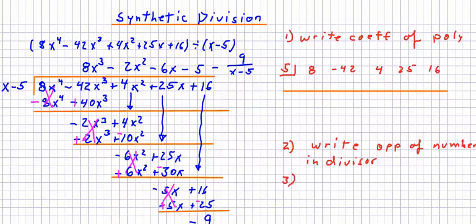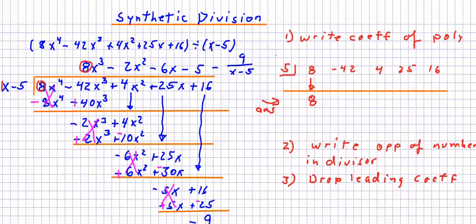Then we drop the leading coefficient. So we drop the 8 down, and we write an 8 there. This is going to be the answer. Notice that our leading coefficient here is the same as the leading coefficient in our answers. Synthetic division only works if our coefficient here is 1.